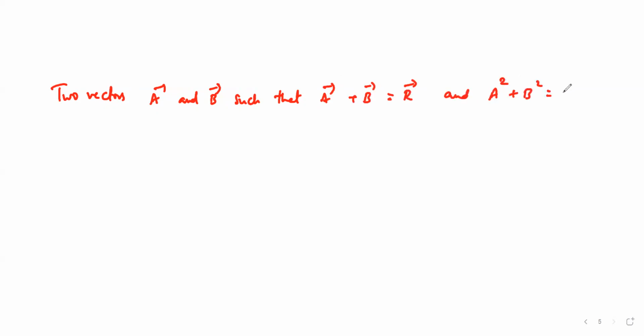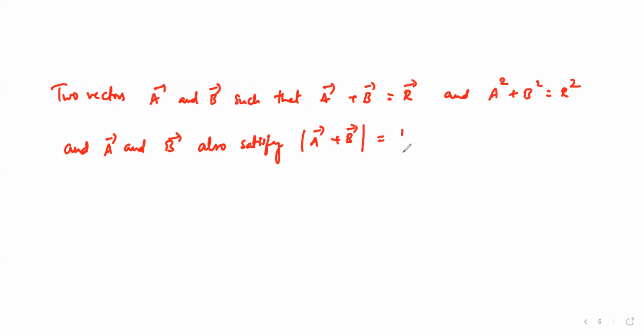Two vectors A and B such that A plus B equals to R and A square plus B square equals to R square, and A and B also satisfy the condition the magnitude of A plus B equals to magnitude of the difference. Then angle between A and B is dash.